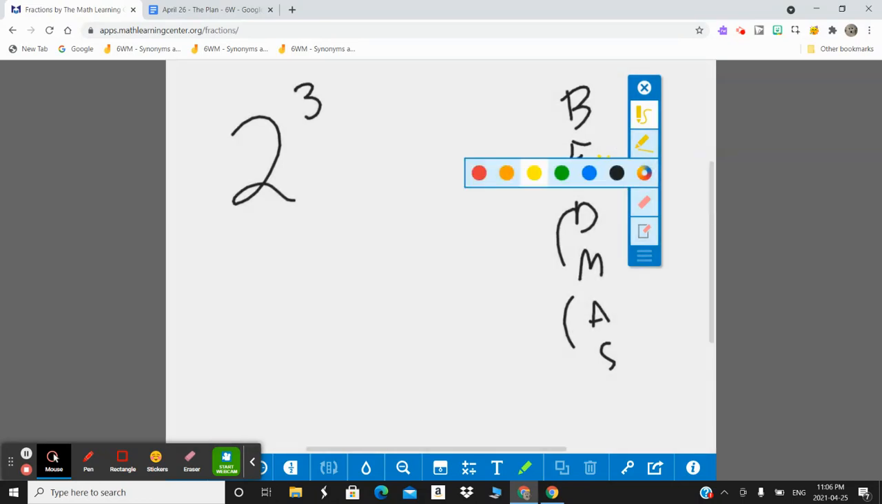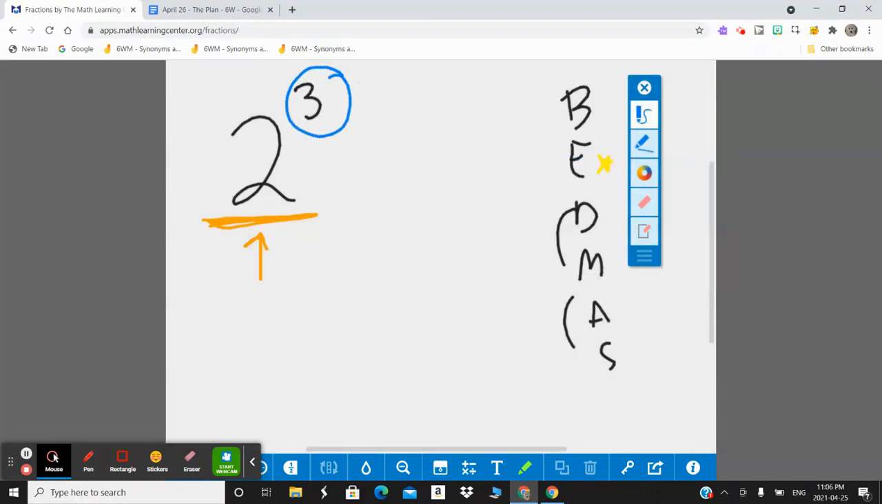Exponents are just another way of writing a multiplication sentence. But the difference at this time is you have something called a base number. And in this case, the base number is the big number, the 2. And the little mini guy up here, your exponent, tells you how many times you're going to multiply the base number by itself. What does that mean?